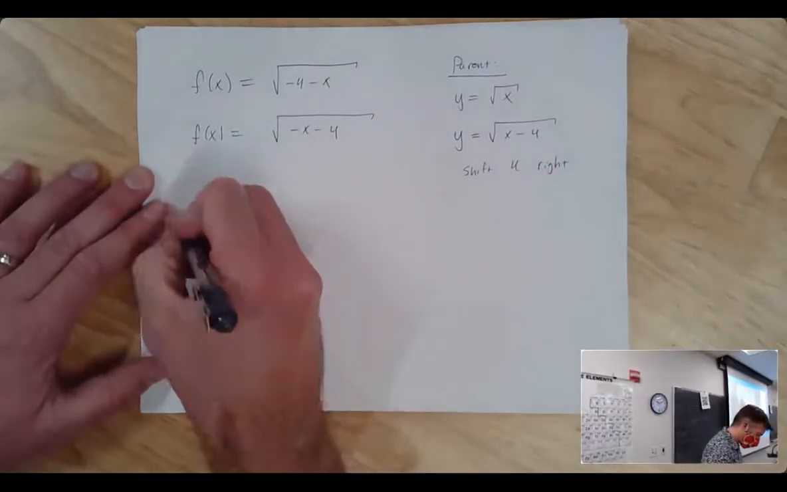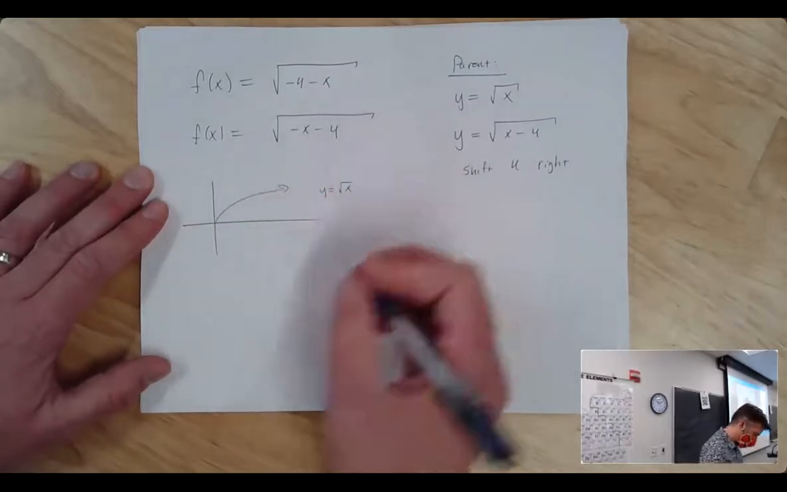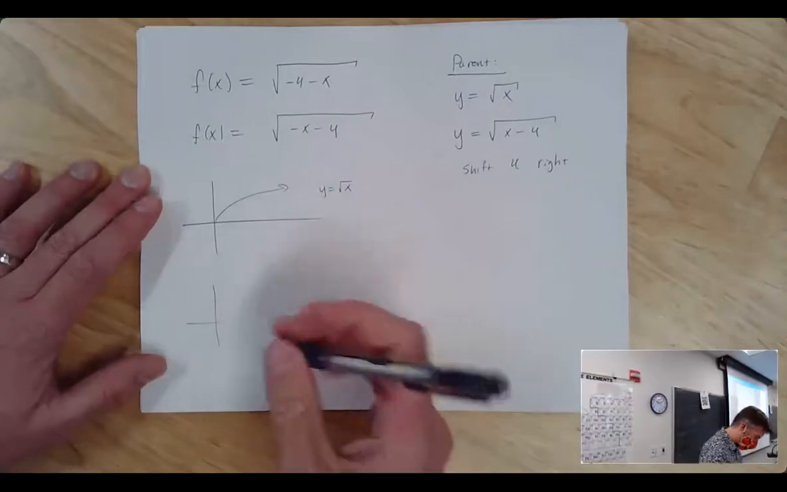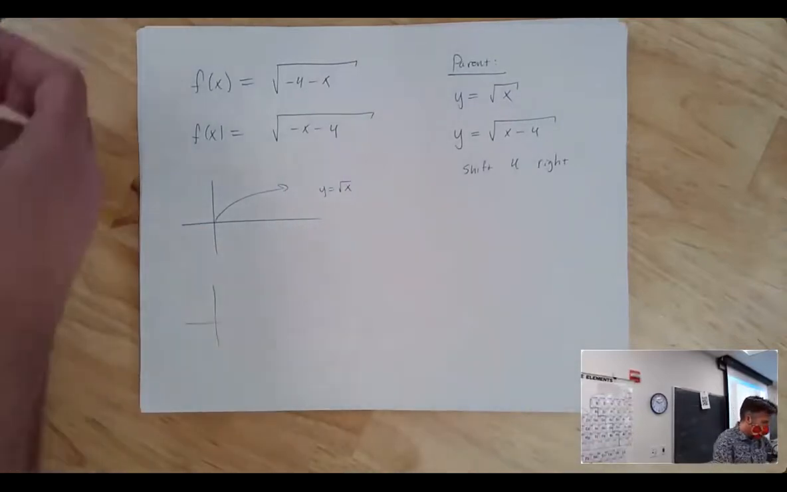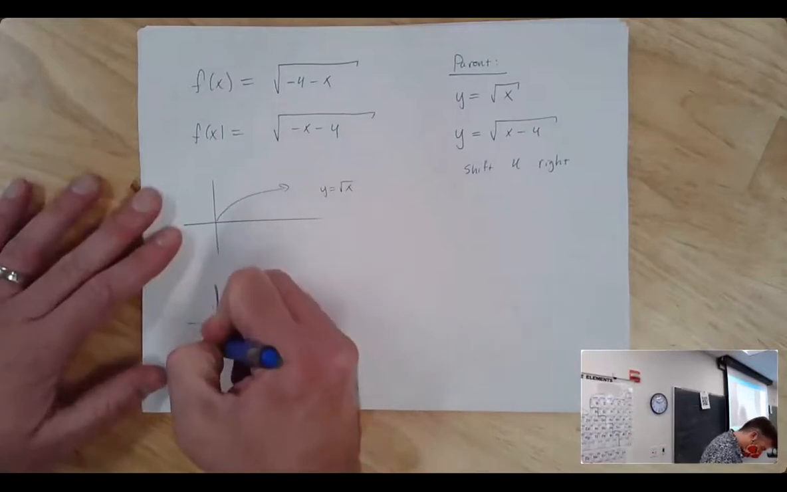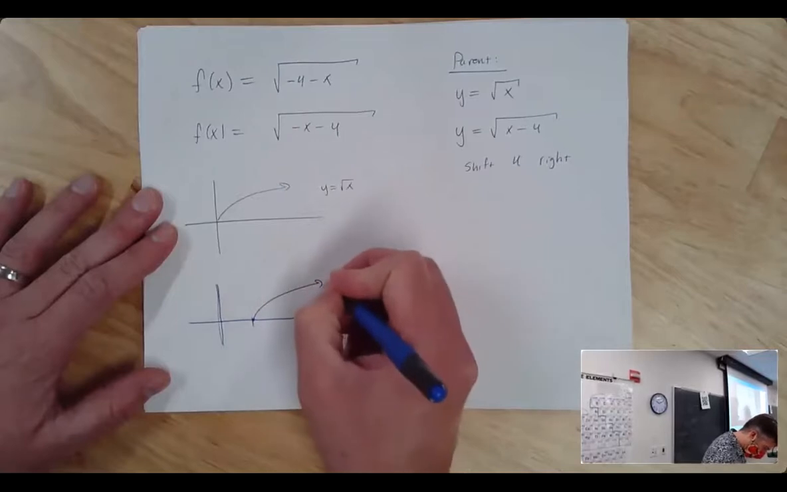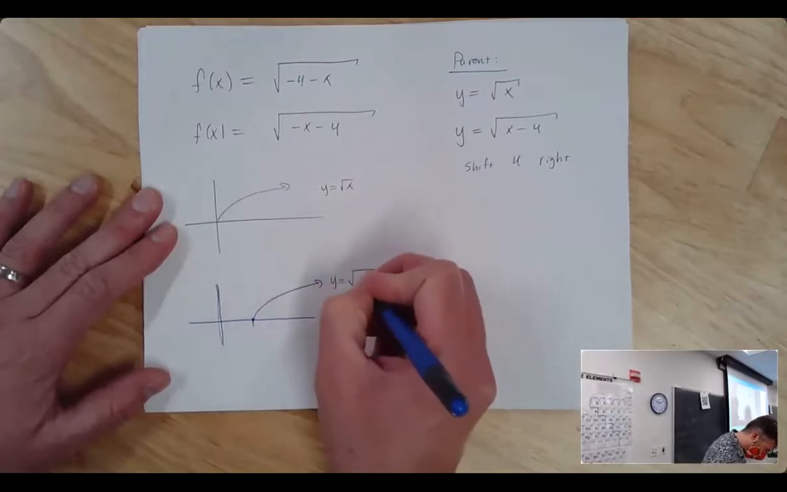So here's my square root of x graph. I'm not drawing this very nicely, that's okay. Here's the square root of x minus 4.